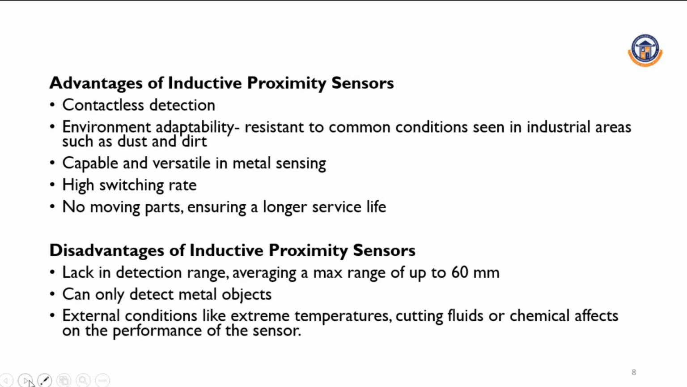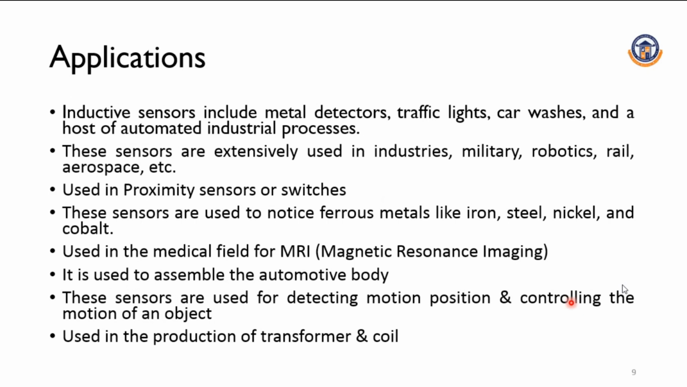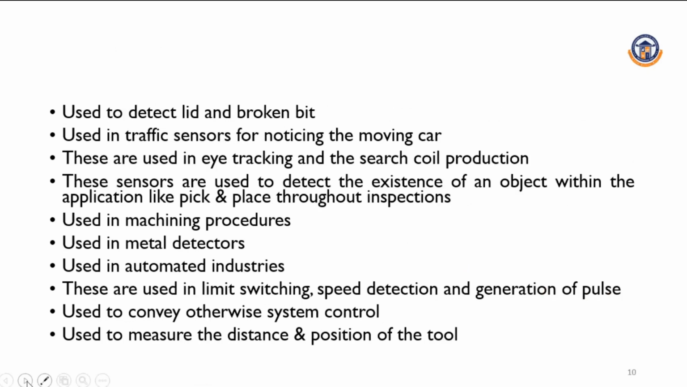Let's go with the applications of inductive sensors. Main applications: automated industrial processes, and we can have them in military, robotics, rail, aerospace, and in the medical field as MRI, that is magnetic resonance imaging, then production of transformer cores and detecting the motion or position of an object, metal objects, and traffic sensors detecting the movement of a car, and used in eye tracking and search coil production, machining procedures, metal detectors, automotive industries, like the application of metal detection, and then proximity inductive sensors.